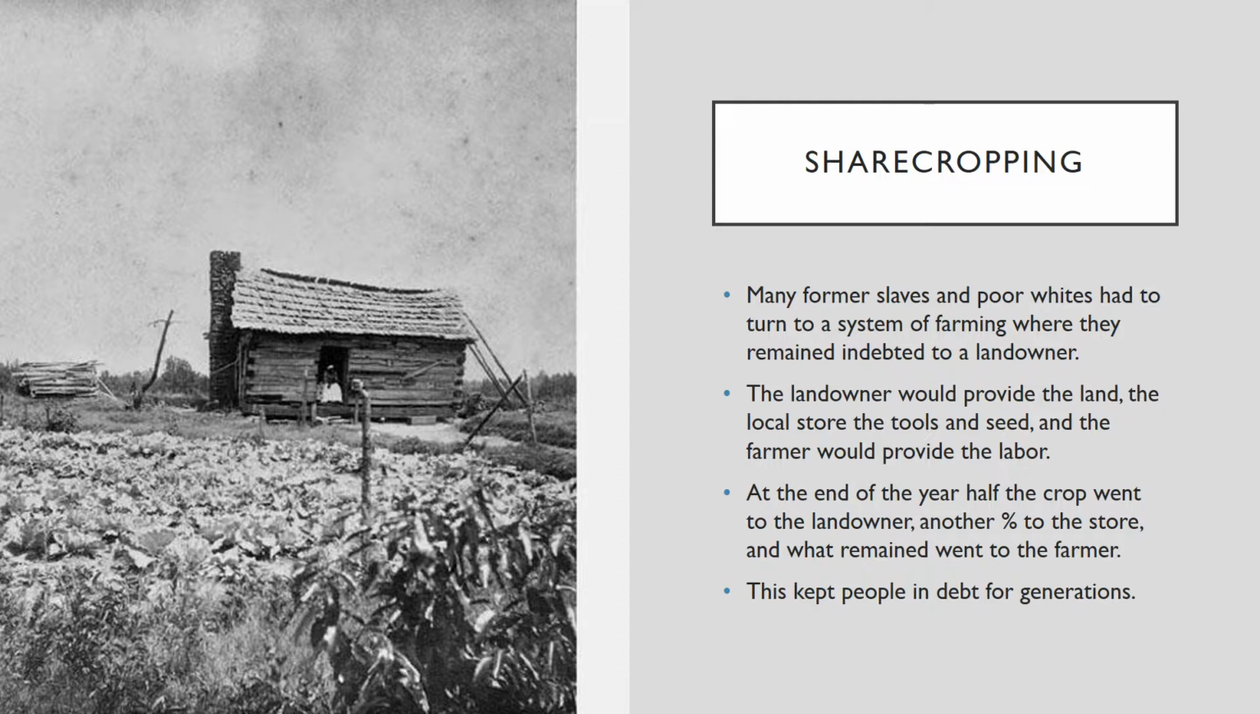And then at the end, the farmer would get what remained, and what remained was just enough to keep them farming another year. And it would keep people in debt for generations, guys. Basically, what sharecropping did, whether you were white or black, it kept you from being able to make enough money to buy your own land. And the system was set up that way because landowners were making lots of money off of this. Landowners made a killing off of this, and they didn't want you to be able to get out of this system.